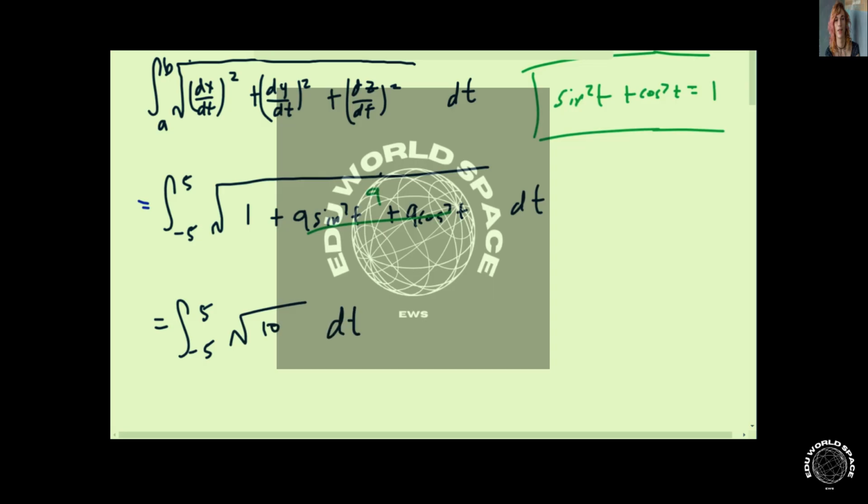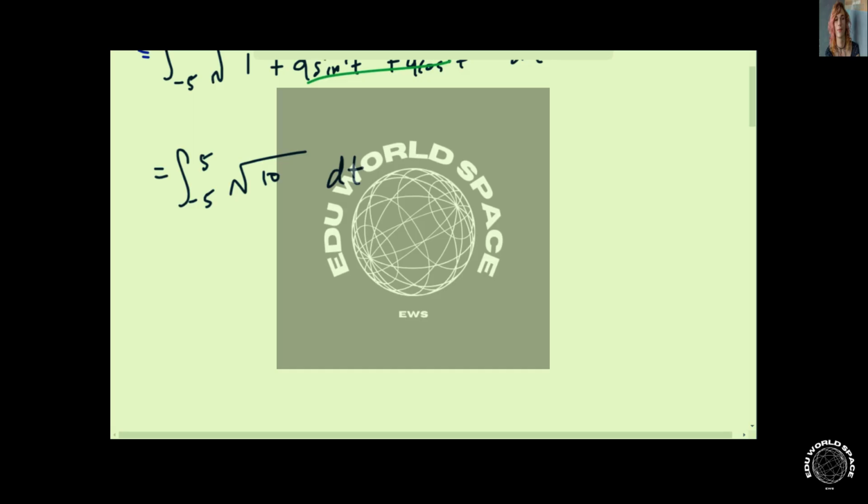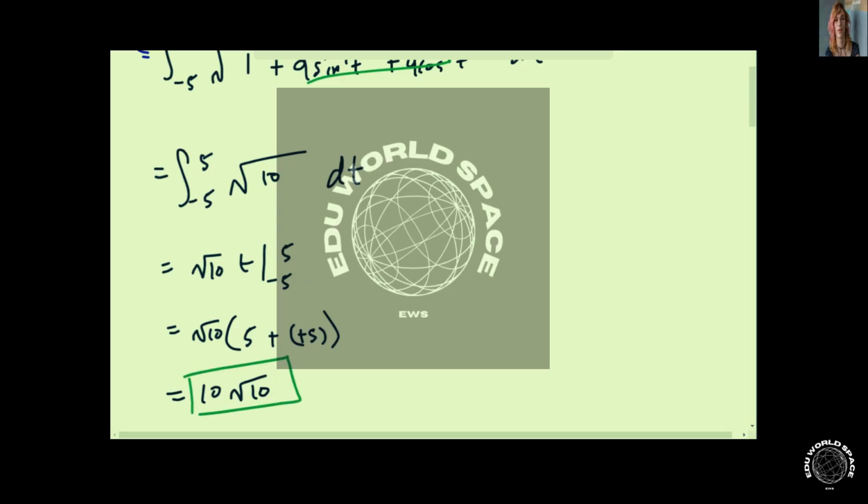which is 10 dt. And now to integrate this, it would just be this root 10 t evaluated from -5 to 5. So if we plug in 5, so root 10 times 5, then minus -5, well, those cancel out and we get 10, so that would be 10 root 10. So the length of this curve would just be 10 times root 10.